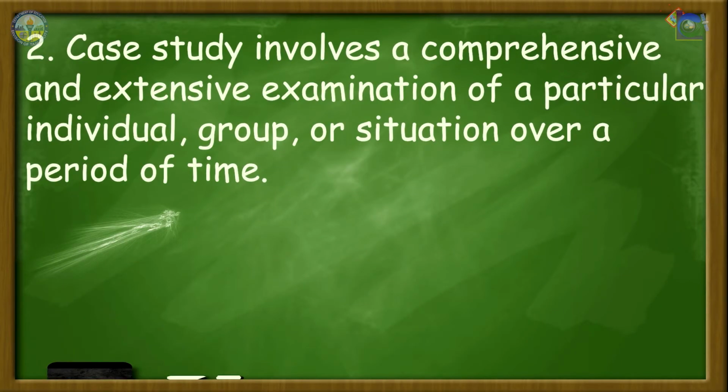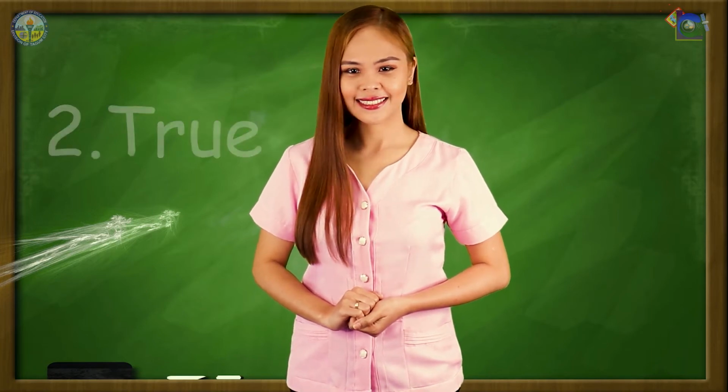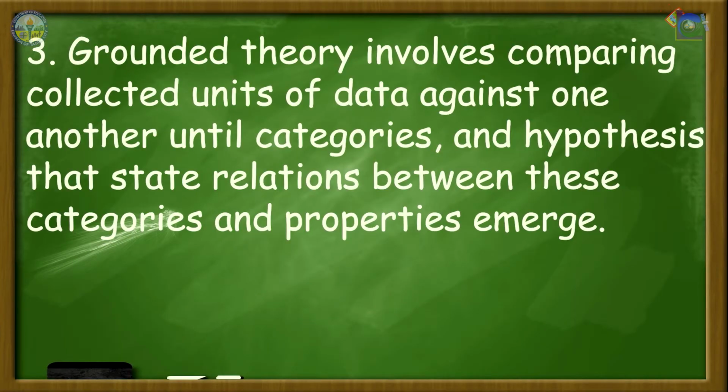Number 2, case study involves a comprehensive and extensive examination of a particular individual, group, or situation over a period of time. Are you confident that the second statement is correct? Then, you're right! Number 3, grounded theory involves comparing collected units of data against one another until categories and hypotheses that state relations between these categories and properties emerge.